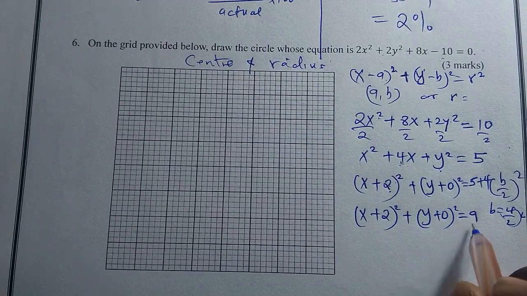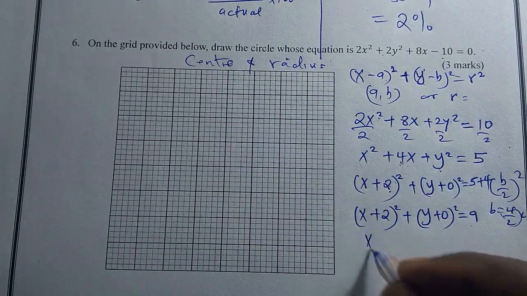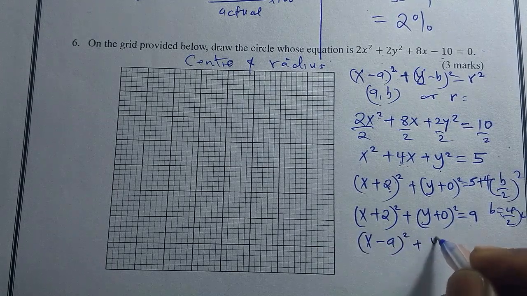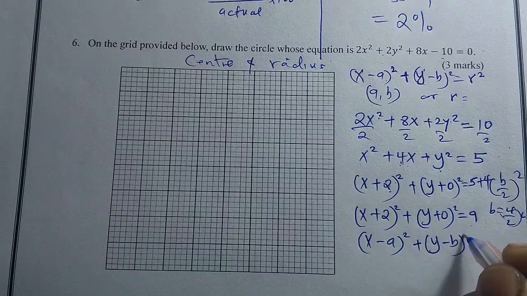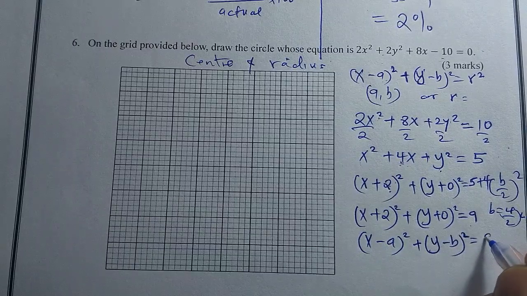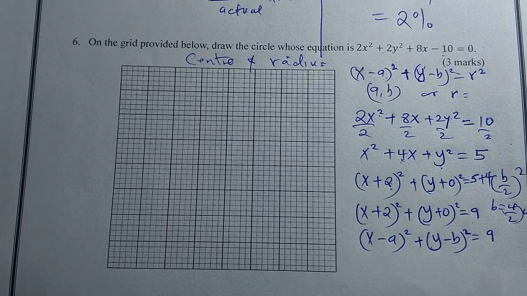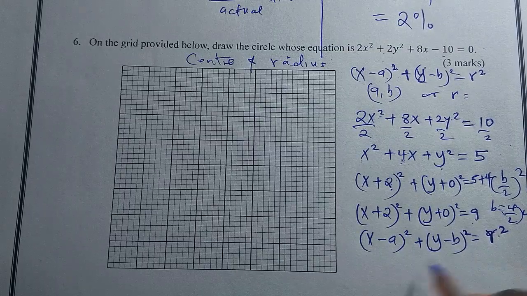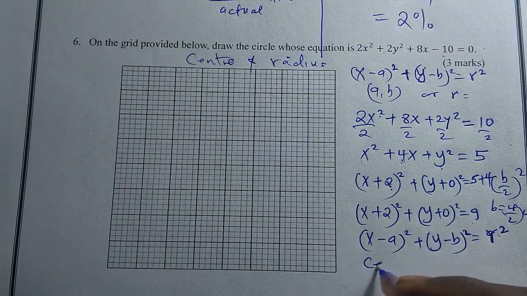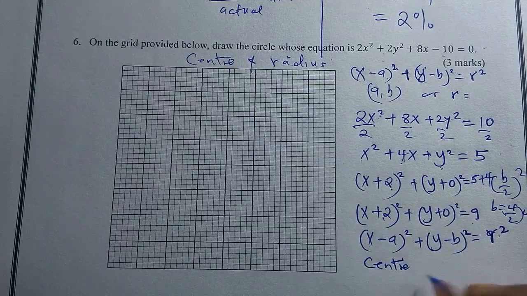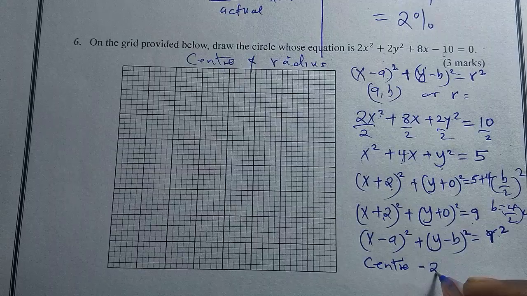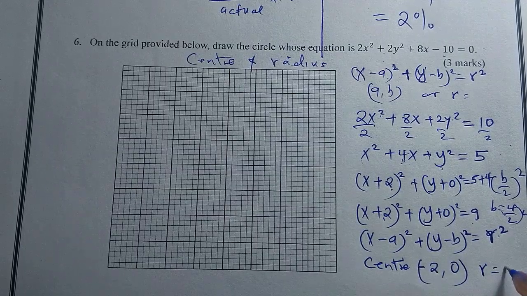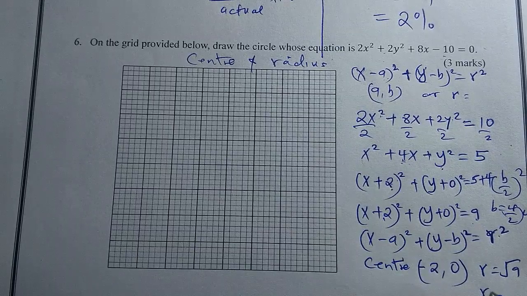Now this one is in this form: (x minus a) squared plus (y minus b) squared is equal to 9. But remember, this is equal to r squared. So 9 is r squared. Our center, from here, is (-2, 0). Our r is the square root of 9, so r is equal to 3.